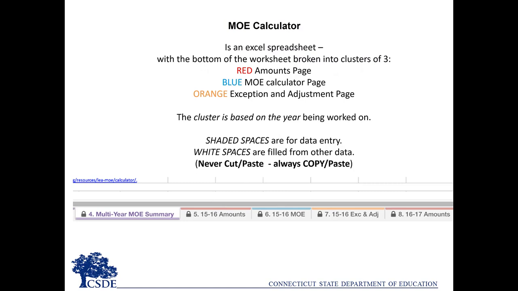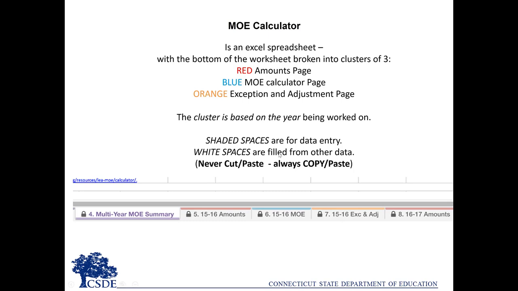When you see a red tab, that's an amounts page, and you're putting in data there. The blue is the calculator itself. It's taking the amounts and doing comparisons to earlier years. And every orange tab is an exception or adjustment for that year. As we talked about, there are several different types of exceptions that are available for you to put in, and it does the calculations for you. So you know already where you have a shortfall or not, and how many exceptions or adjustments you need to adjust any shortfalls.